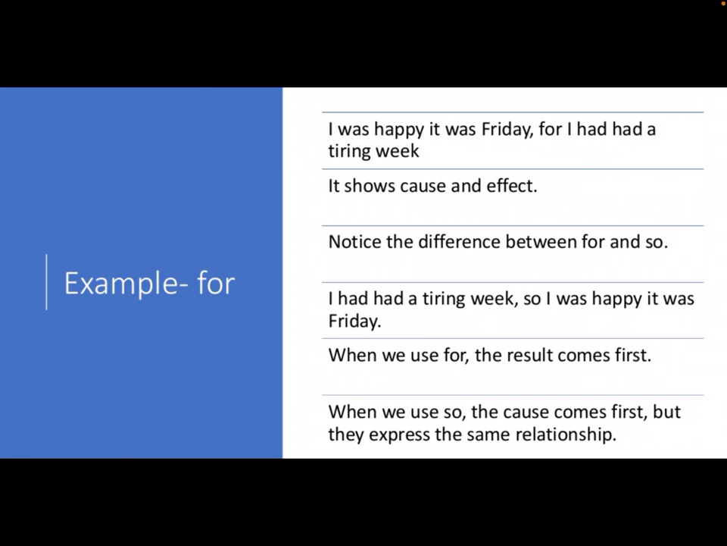Again, for shows us the cause and the effect. Notice there's a difference between for and so. We use for, and the cause comes first. When we use so, the result comes first. This is very important to know.